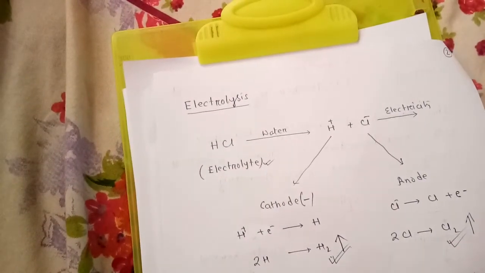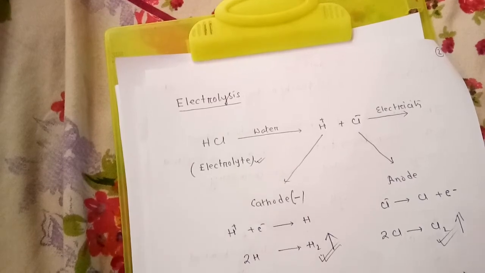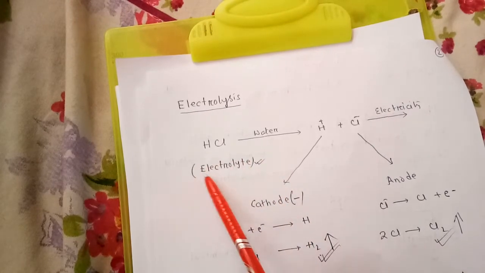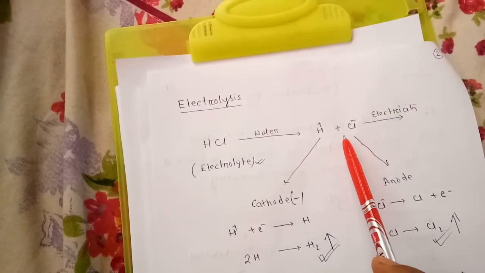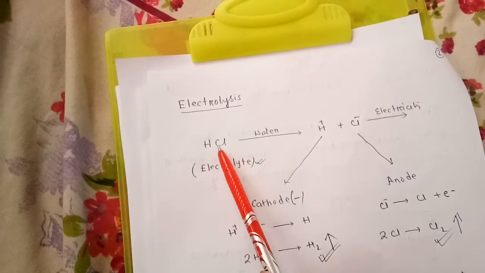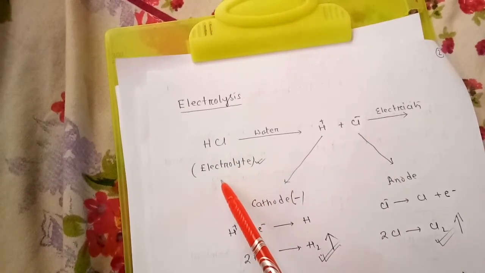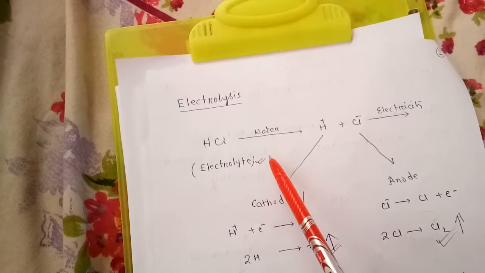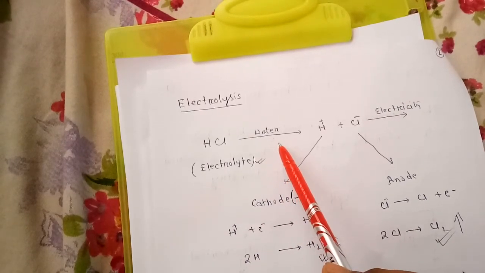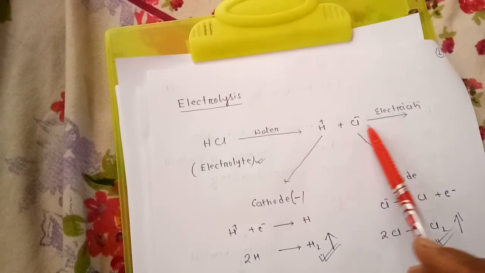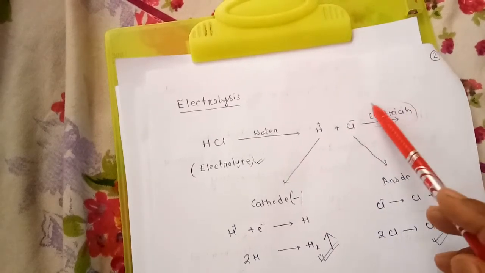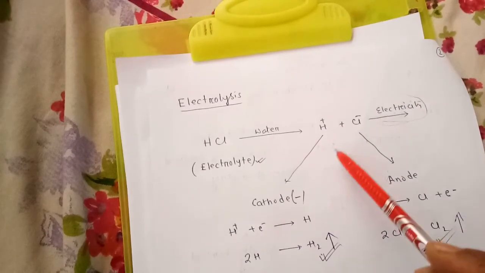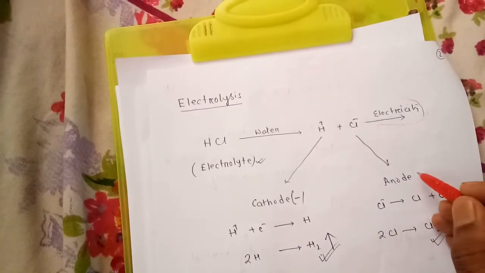The next point is electrolysis. Before going to electrolysis, first of all you need to know what an electrolyte is. An electrolyte is something which dissociates in water. Examples of electrolytes are HCl, NaCl, CaCl2, all these things. So in water, HCl first converts to H positive and Cl negative, and if we apply electricity to this, then H positive goes to the cathode which is negative, and Cl negative goes to the anode which is positive.